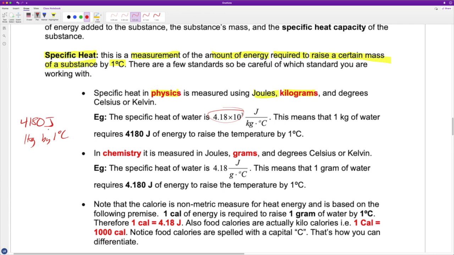So if we want to raise it by 2 degrees, we have to double that amount. If we want to raise it by 3 degrees, we have to triple that amount. Or if we double the mass, double that amount. If we triple the mass, triple that. So this is the amount required for just 1 single kilogram and to change it by 1 degree Celsius.